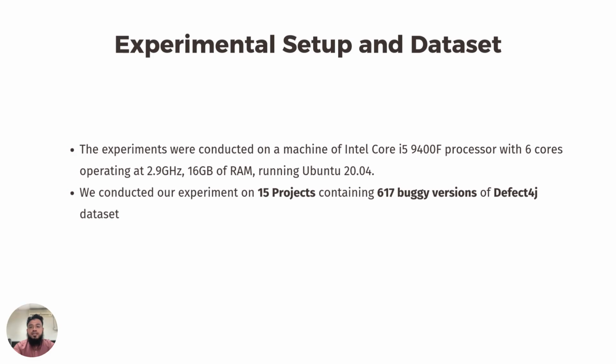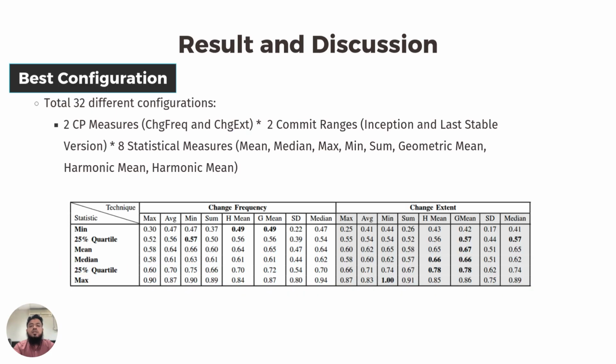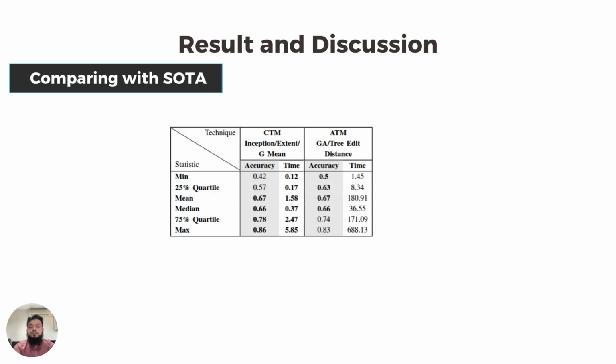We conducted our experiments on 15 Java projects containing 617 buggy versions of Defects4j in a Intel Core i5 9th gen computer. To evaluate the performance of our approach, we considered accuracy and execution time as the evaluation metrics. We conducted our experiments on 32 different configurations comprising of 2 change proneness measures, 2 commit ranges, and 8 statistical measures. And using change extent and change proneness from the inception, we found the best accuracy with geometric mean.